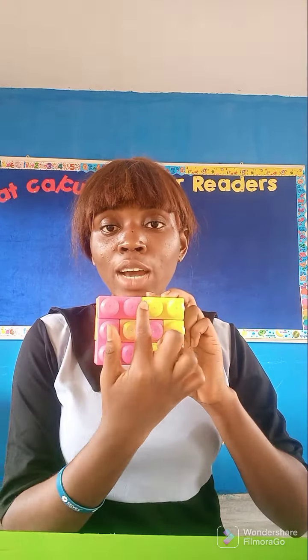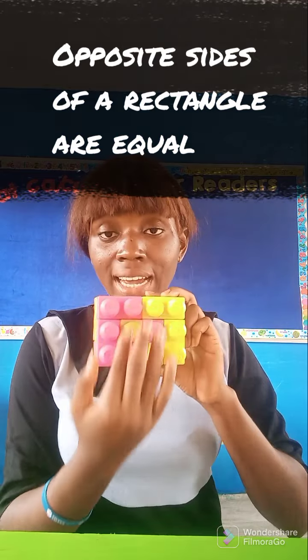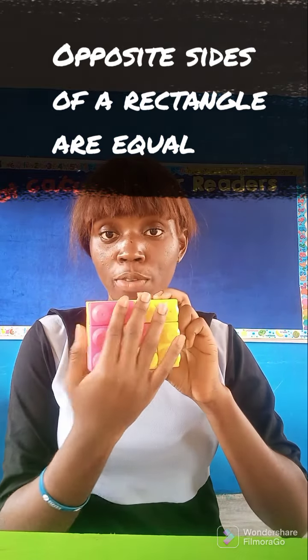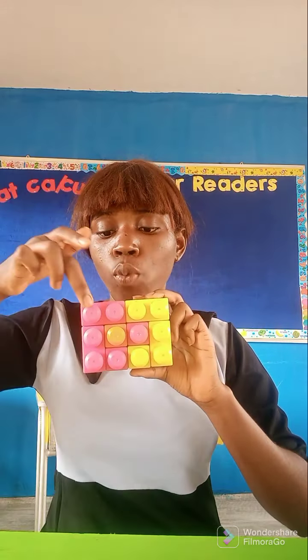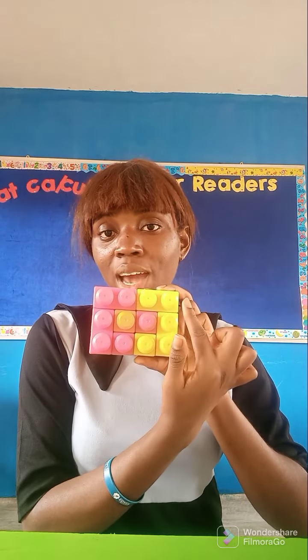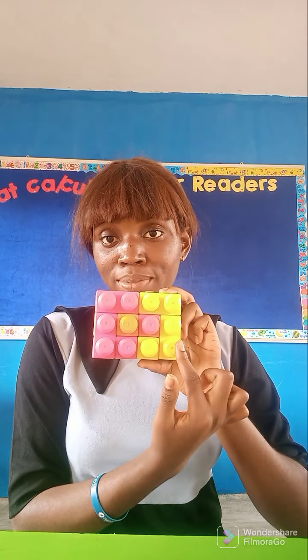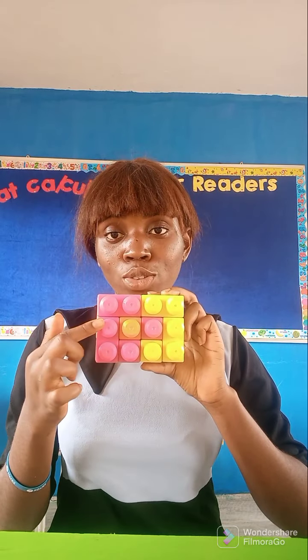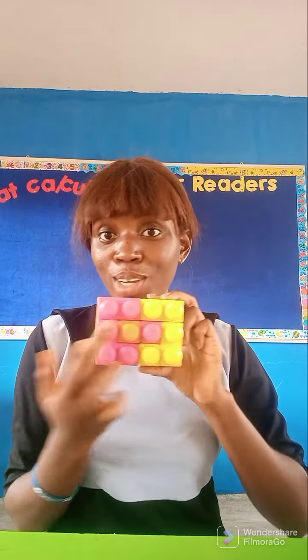Now, how do I know this is a rectangle? A rectangle has the opposite sides equal. So the opposite sides of a rectangle are equal. So we have 1, 2, 3, 4 here, and we have 1, 2, 3, 4. So we have 4, 4. They are both equal. Then here we have 1, 2, 3, and here we also have 1, 2, 3. They are also equal. So this is your rectangle because the opposite sides are equal.